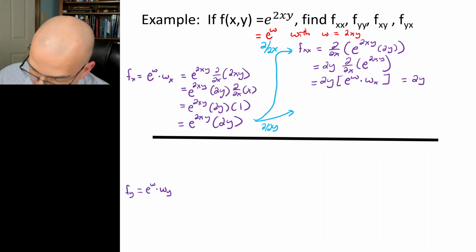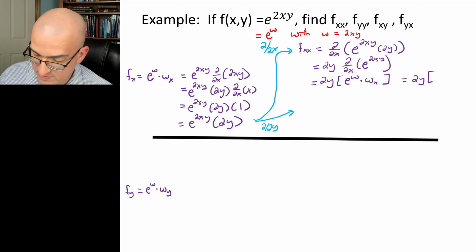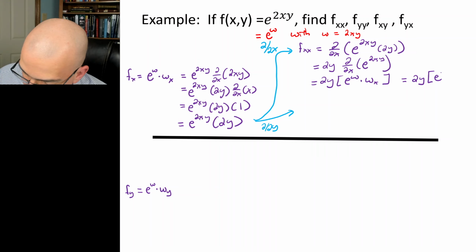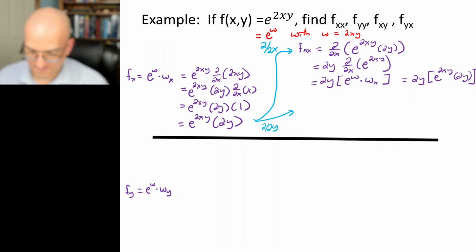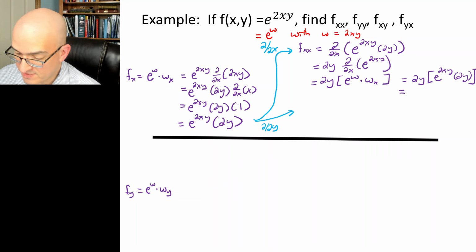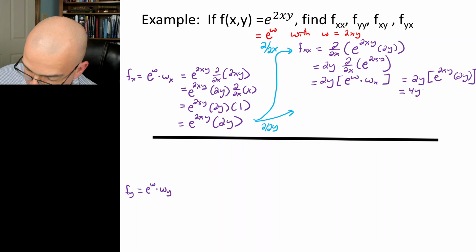So 2y times, we already did this derivative. We took the x derivative of e to the power of 2xy, and we got e to the 2xy times 2y. And we can simplify a little bit. We can put the 2y and the 2y together. We'll get 4y squared e to the 2xy.